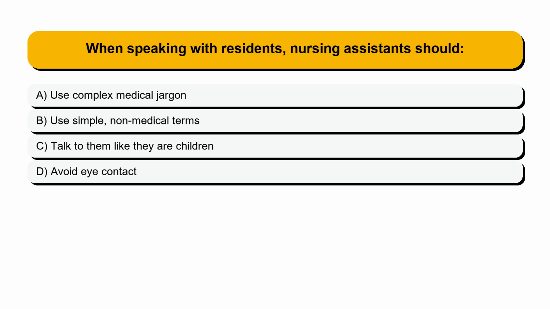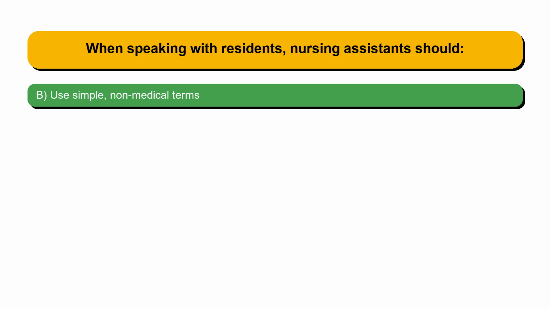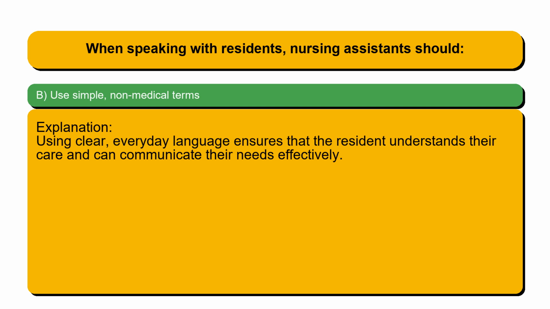Question 72. When speaking with residents, nursing assistants should: Option A, use complex medical jargon. Option B, use simple, non-medical terms. Option C, talk to them like they are children. Option D, avoid eye contact. The correct answer is option B, use simple, non-medical terms. Using clear, everyday language ensures that the resident understands their care and can communicate their needs effectively.